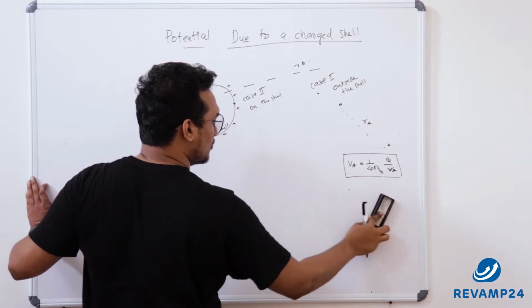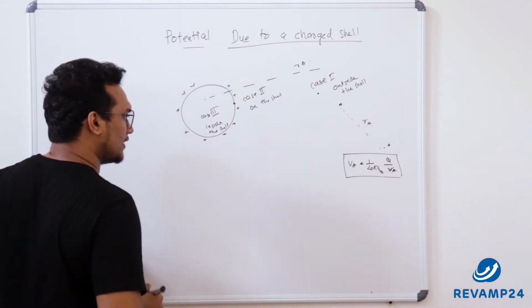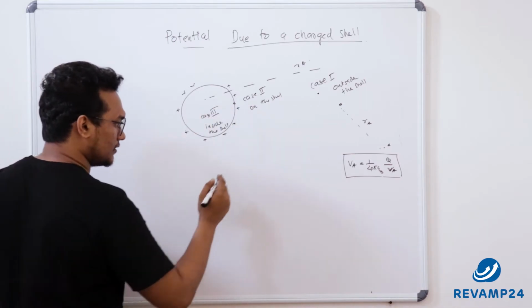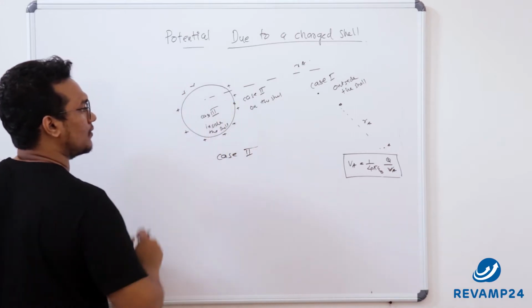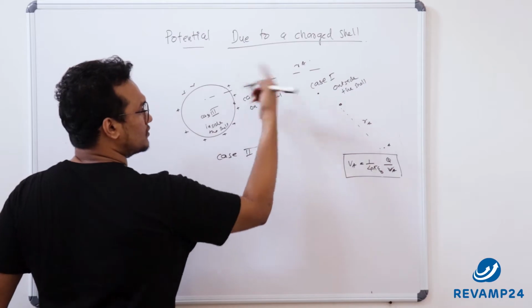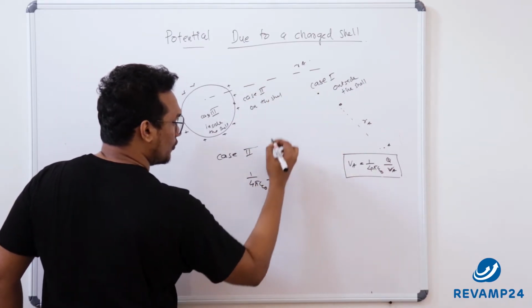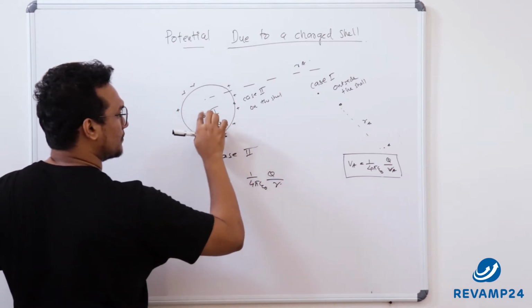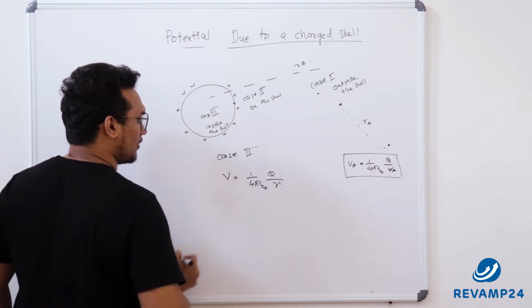Before case 2, we will go to case 3. Actually, case 2 I will explain first. Case 2 is very simple. Case 2 is nothing but we are on the surface. What equation have we learned? Outside the shell, 1 by 4 pi epsilon 0 q by r, just now we learned, right? r is the position measured outside the shell. This is the potential outside the shell.